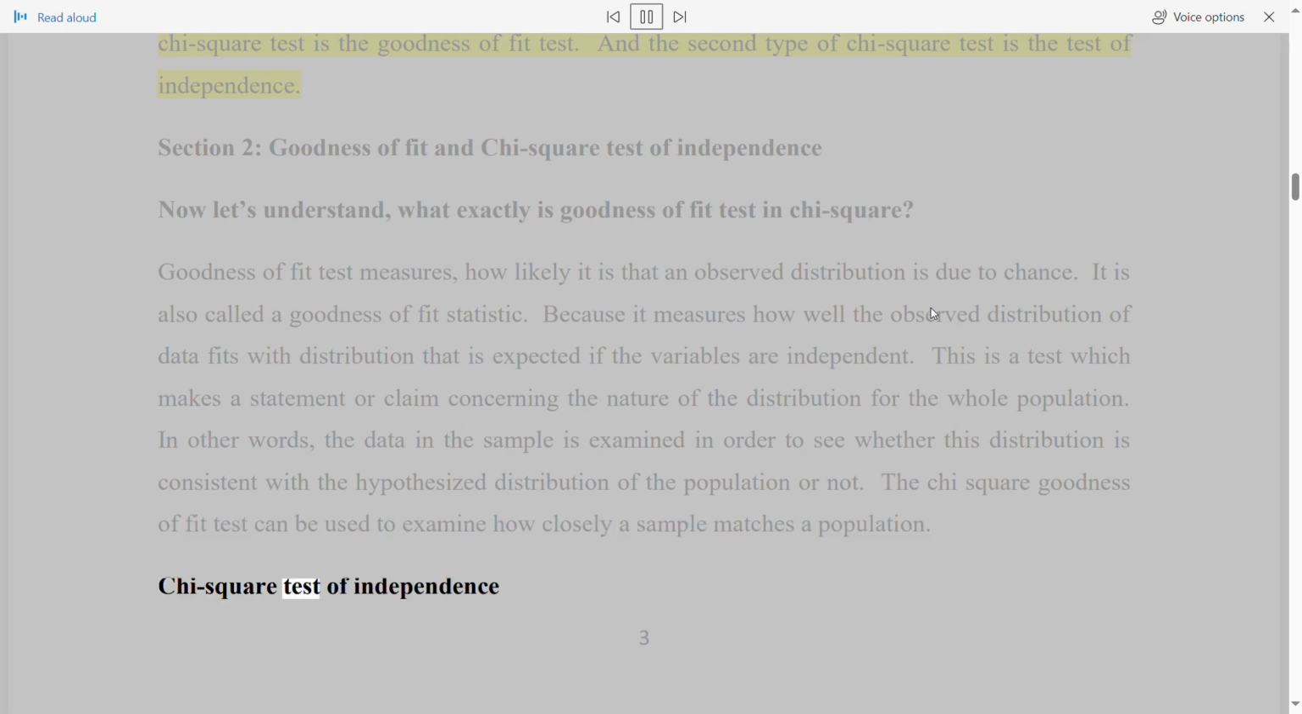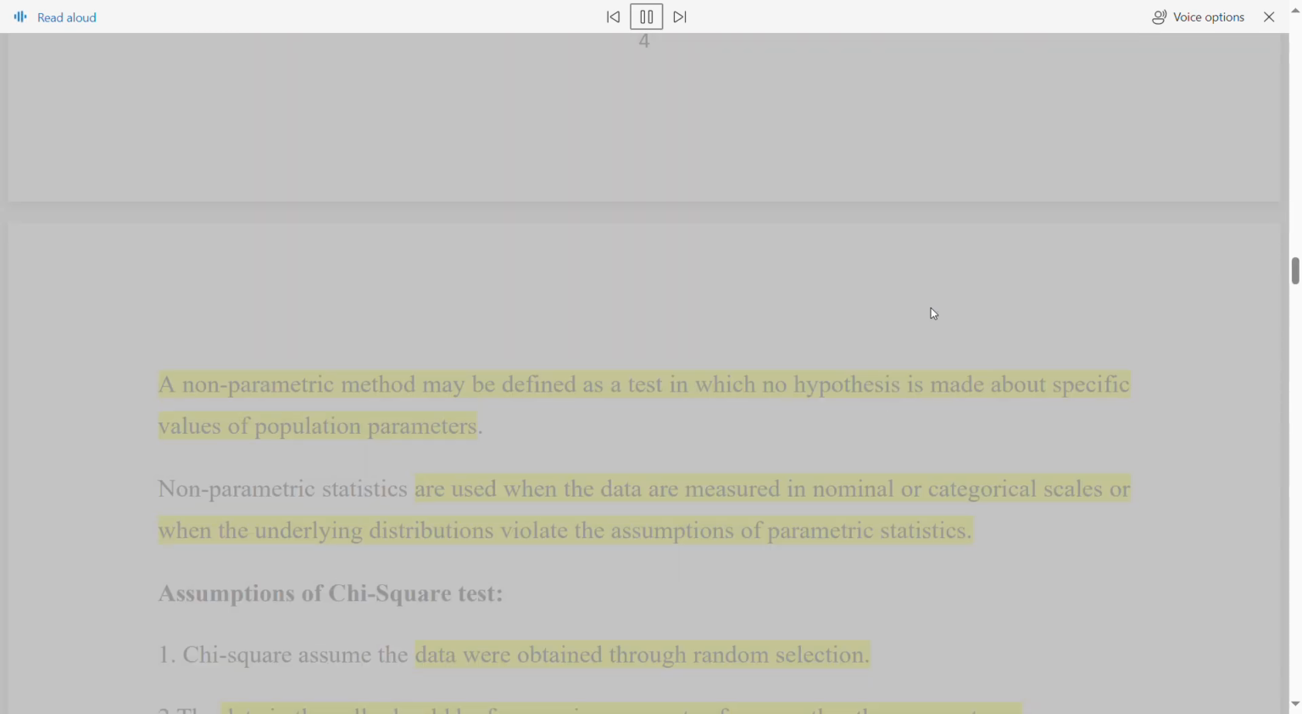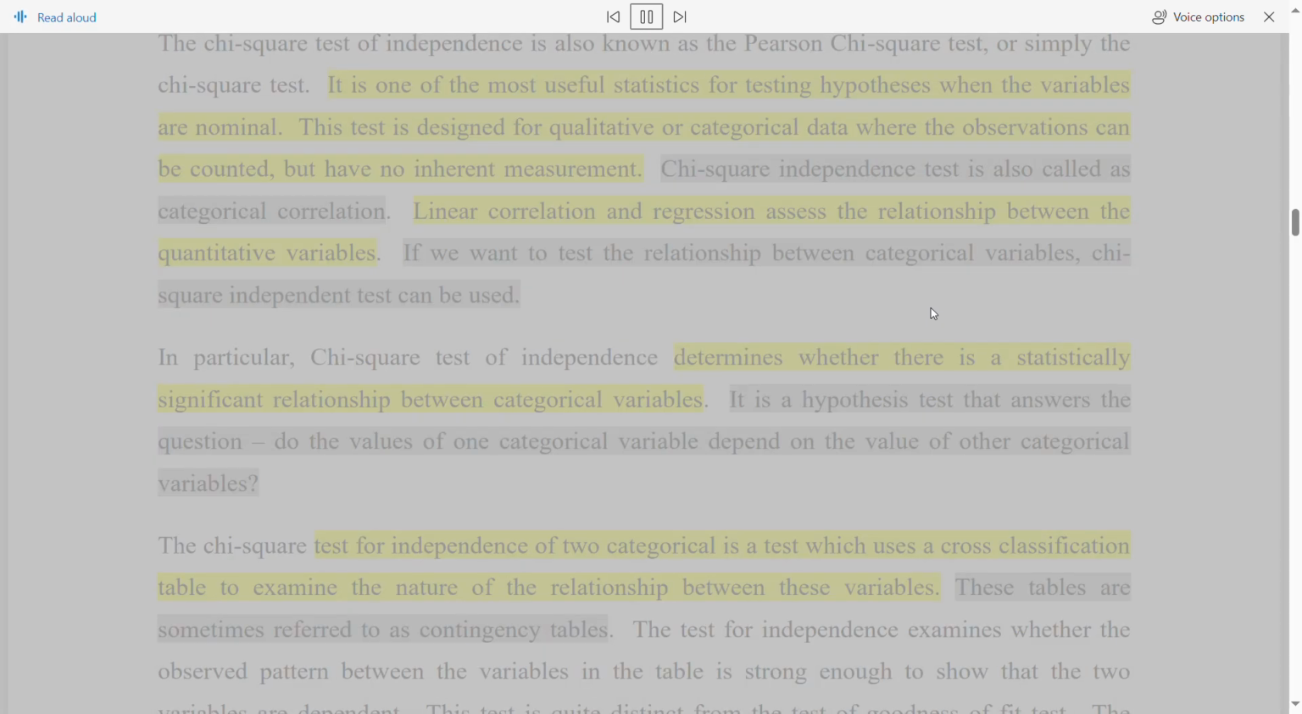Chi-Square test of independence. The Chi-Square test of independence is also known as the Pearson Chi-Square test or simply the Chi-Square test. It is one of the most useful statistics for testing hypotheses when the variables are nominal. This test is designed for qualitative or categorical data where the observations can be counted but have no inherent measurement.